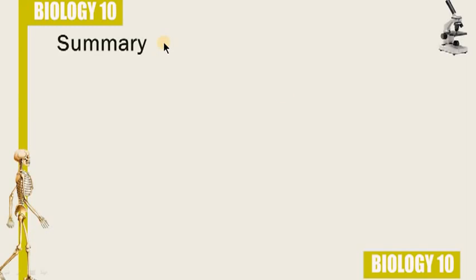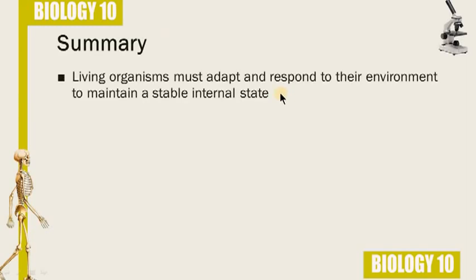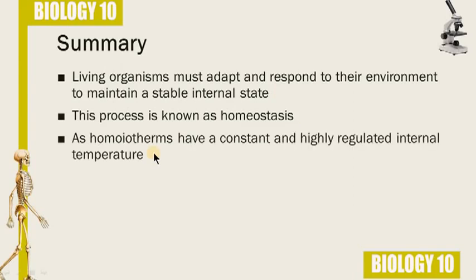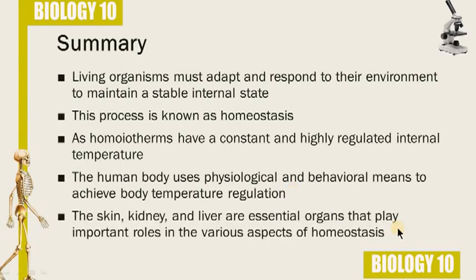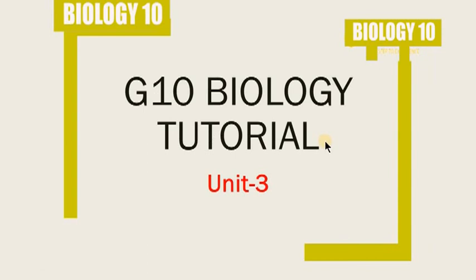So let's summarize. Living organisms must adapt and respond to their environment to maintain a stable internal state. This process is known as homeostasis. Homeotherms have a constant and highly regulated internal environment. The body utilizes physiological and behavioral means to achieve body temperature regulation. The skin, the kidney, and the liver are all essential organs that are important in this process.